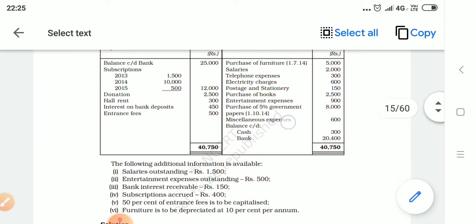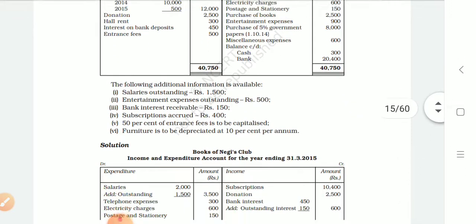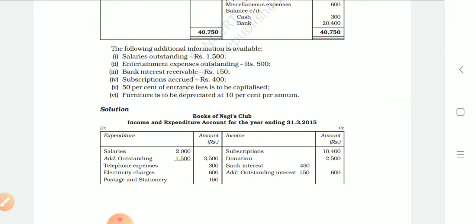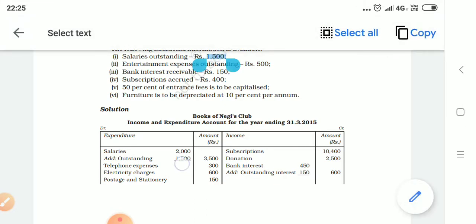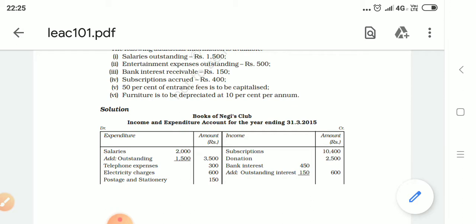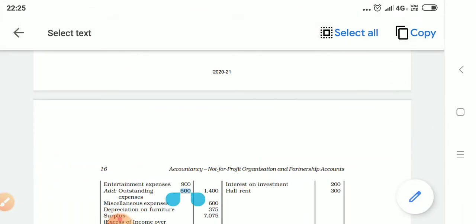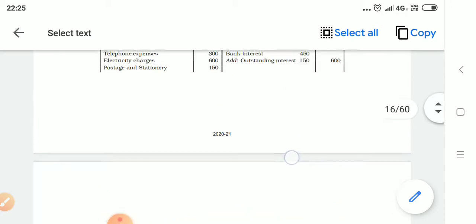Next, miscellaneous expense. Yes, it is an expense. It will appear in the expenditure side. Cash in hand and cash at bank are assets. It will appear in the asset side of balance sheet. Coming to the adjustments. What did it tell? Adjustments will appear in two places. Salary outstanding will be added with the respective salary, and salary outstanding 1500 will appear in the liability side of the balance sheet. The same thing is applicable for entertainment expenses, added with the respective expense, and 500 will be shown in liability side of the balance sheet.